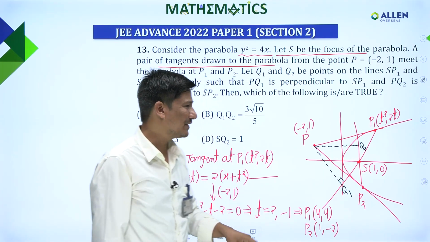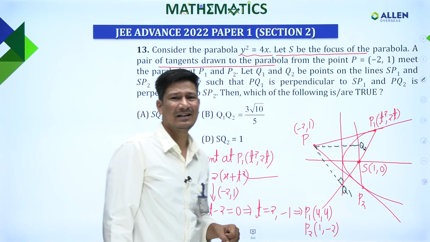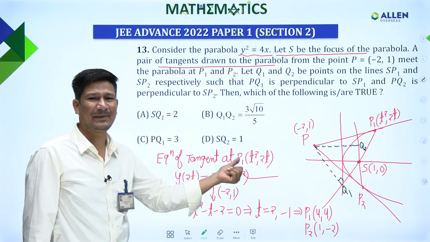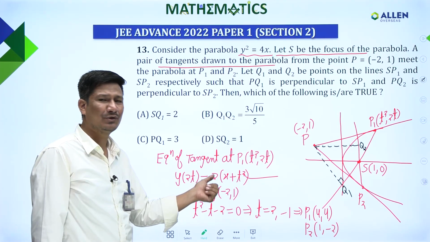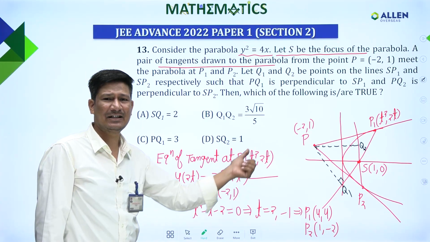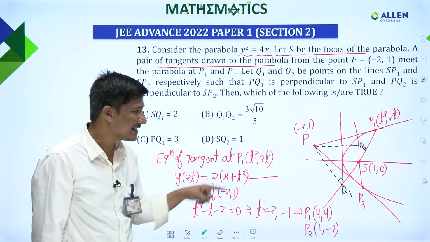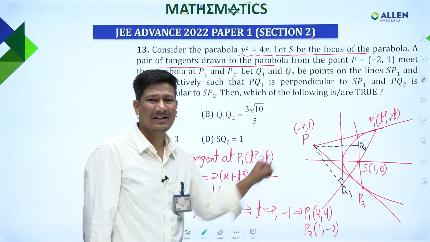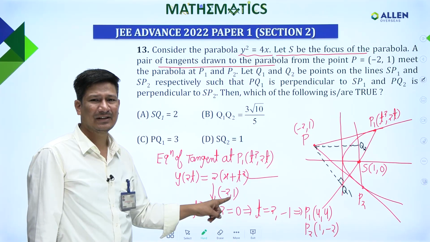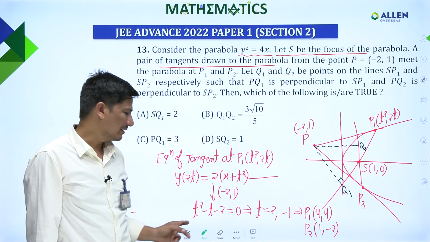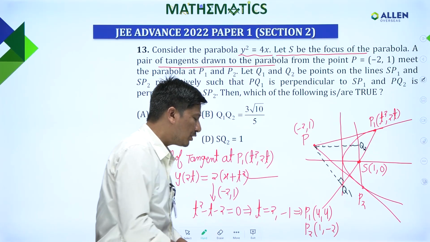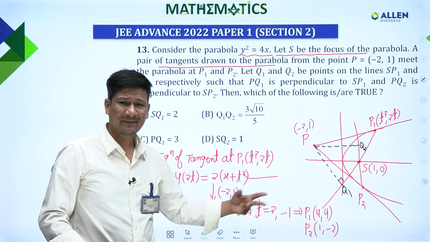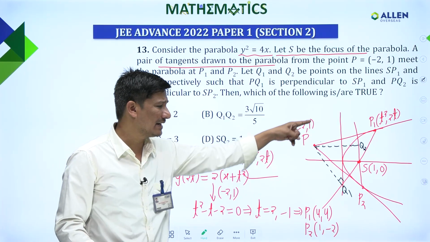Now, let's write down the equation of the tangent at the point P1. How to write down the equation of the tangent at the point? Yes, that is y into y1, so y into 2t is equal to 2a into x plus x1, guys. x1 is t square. That tangent passes through the point P, minus 2, 1. Pass it through the point minus 2, 1, and you will get a quadratic in t. The values of t come out to be 2 and minus 1. The two values of t denote the two different points P1 and P2.